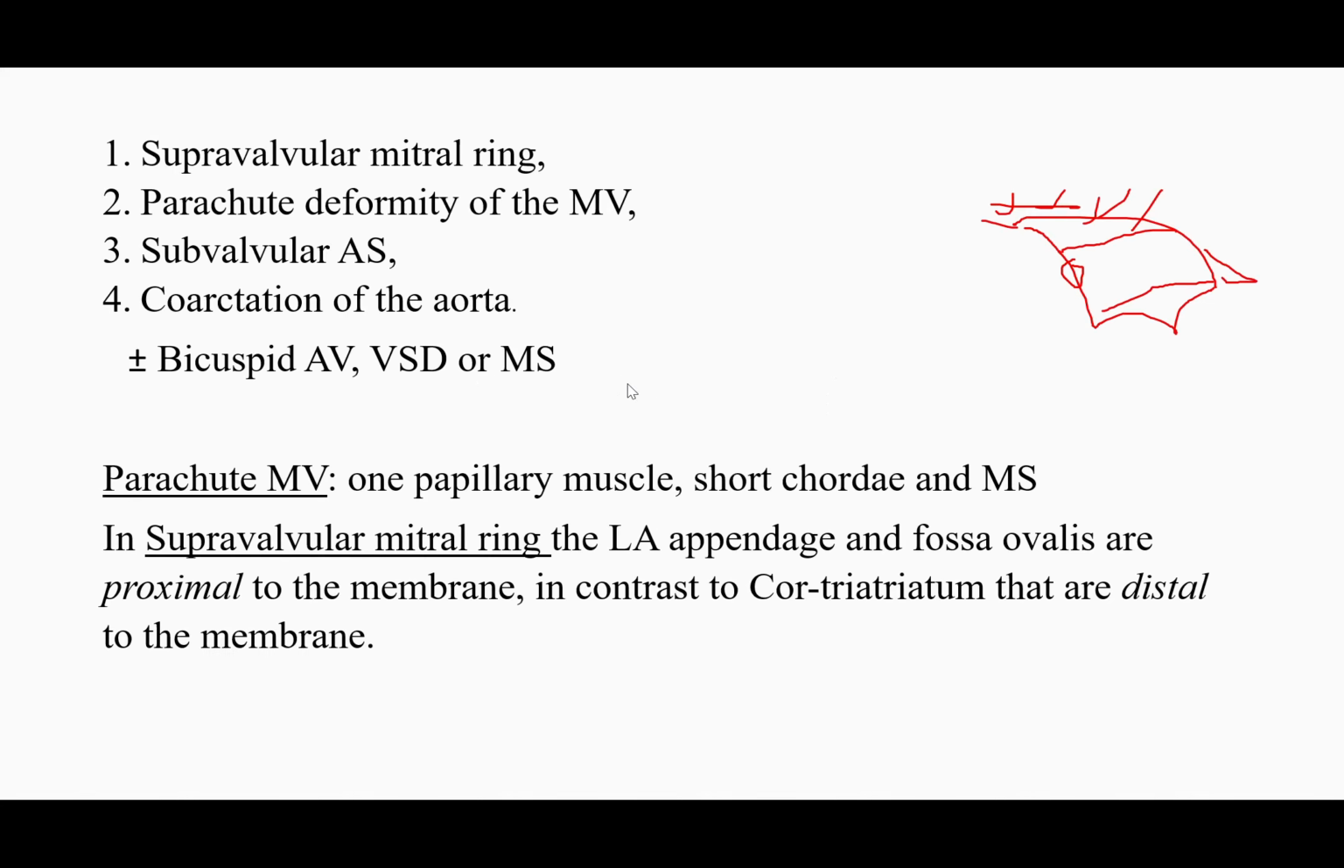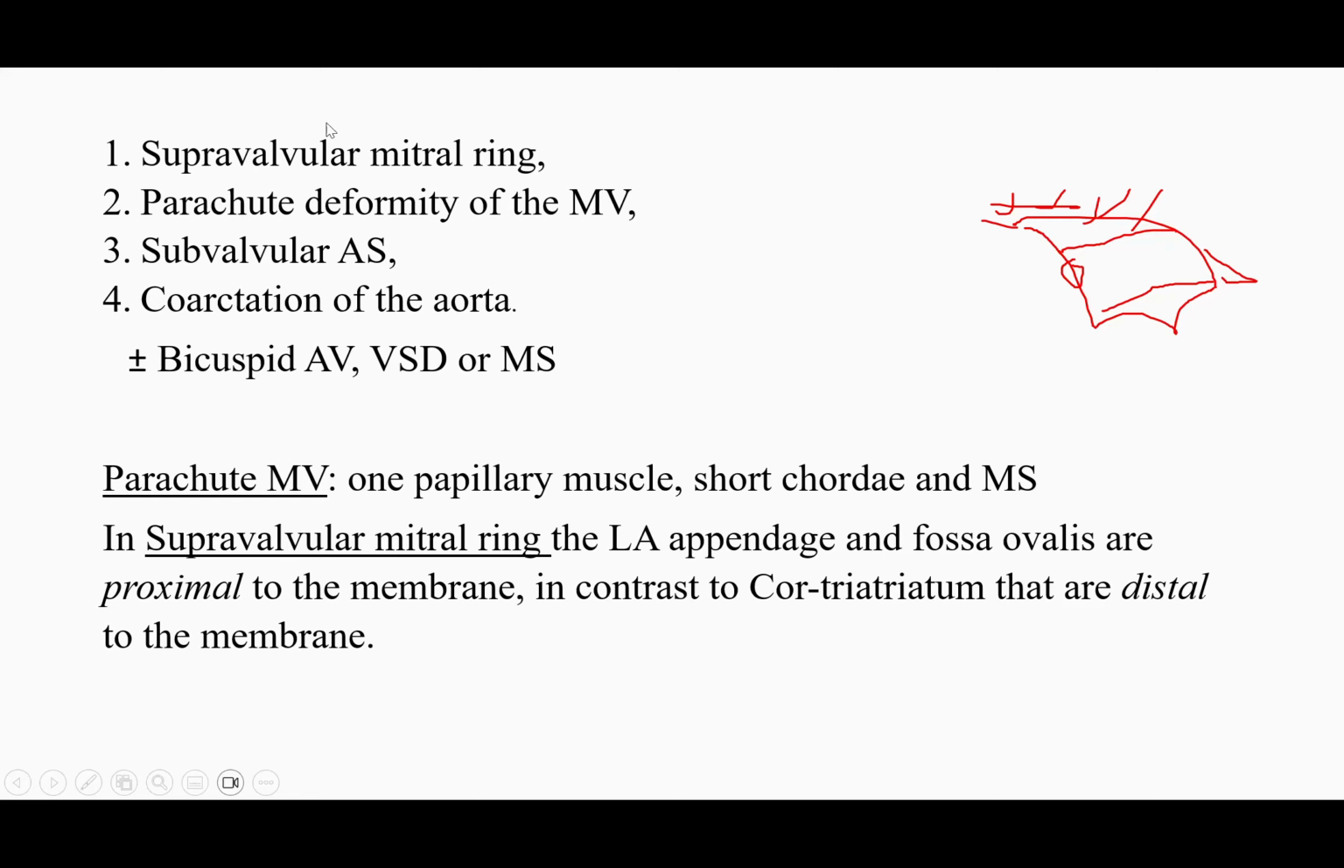Talk about Shone's complex. Shone's complex may include supravalvular mitral ring, parachute deformity of the mitral valve, subvalvular aortic stenosis, coarctation of the aorta, plus or minus bicuspid aortic valve, VSD or mitral stenosis.